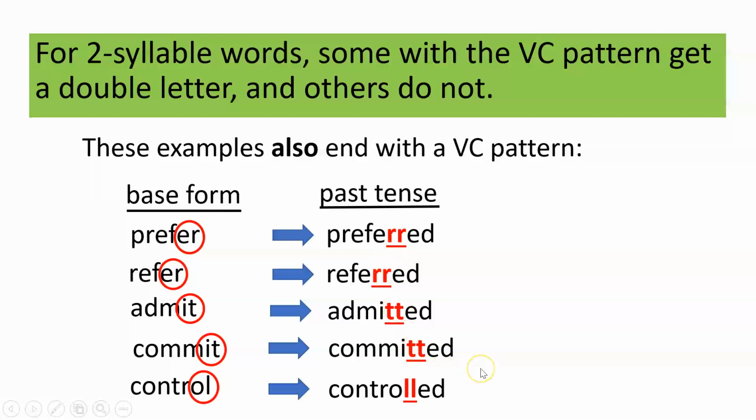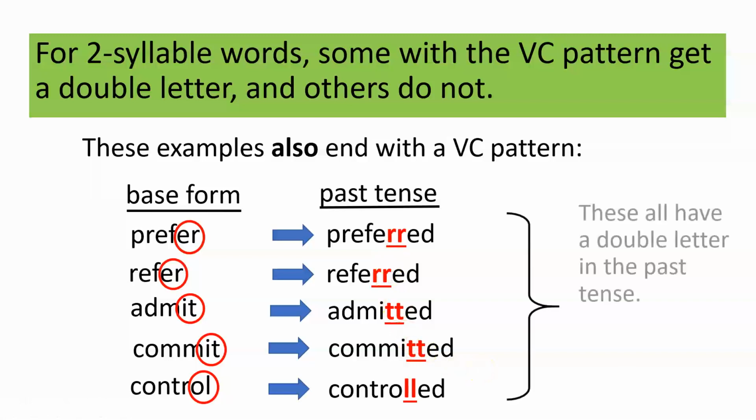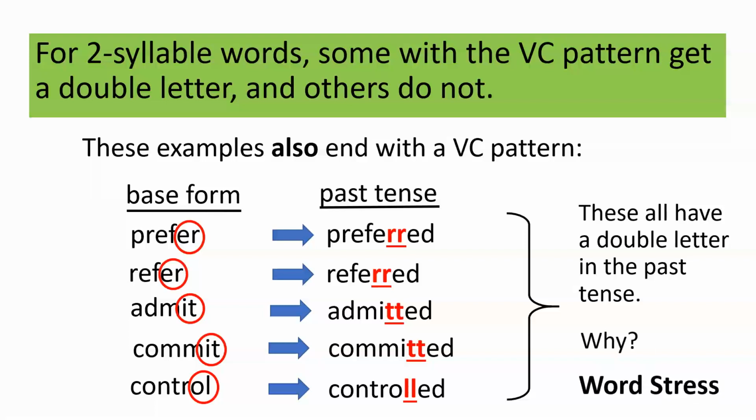So this rule is a little bit less reliable if we are working with two-syllable words. These all have the double letter in the past tense. Why? What's so special about these words that they need a double letter? The answer is the word stress.